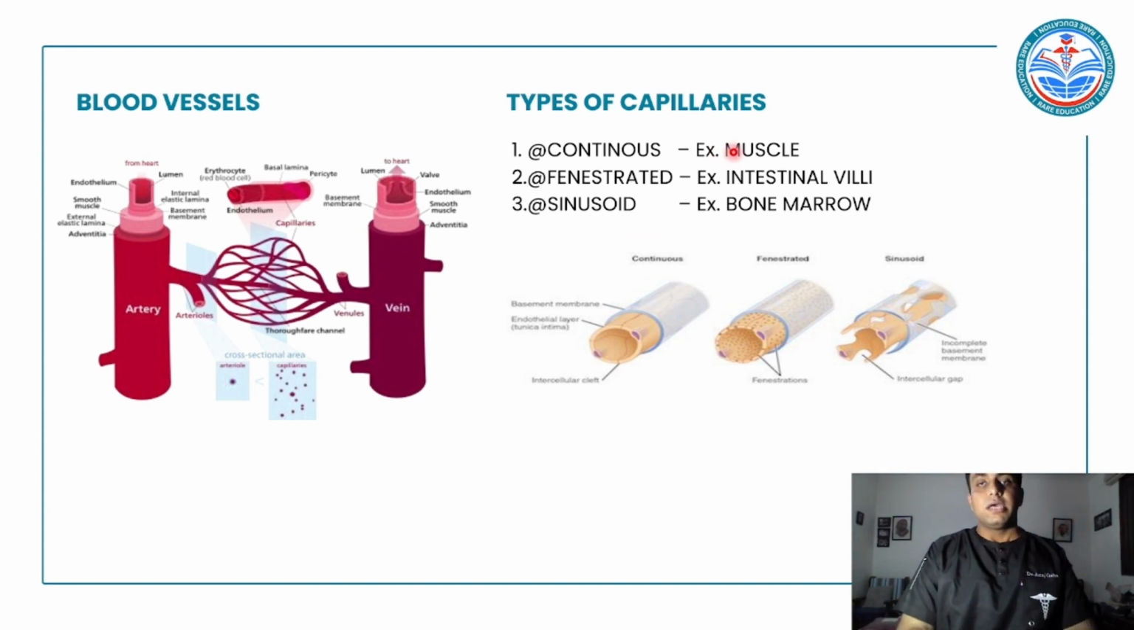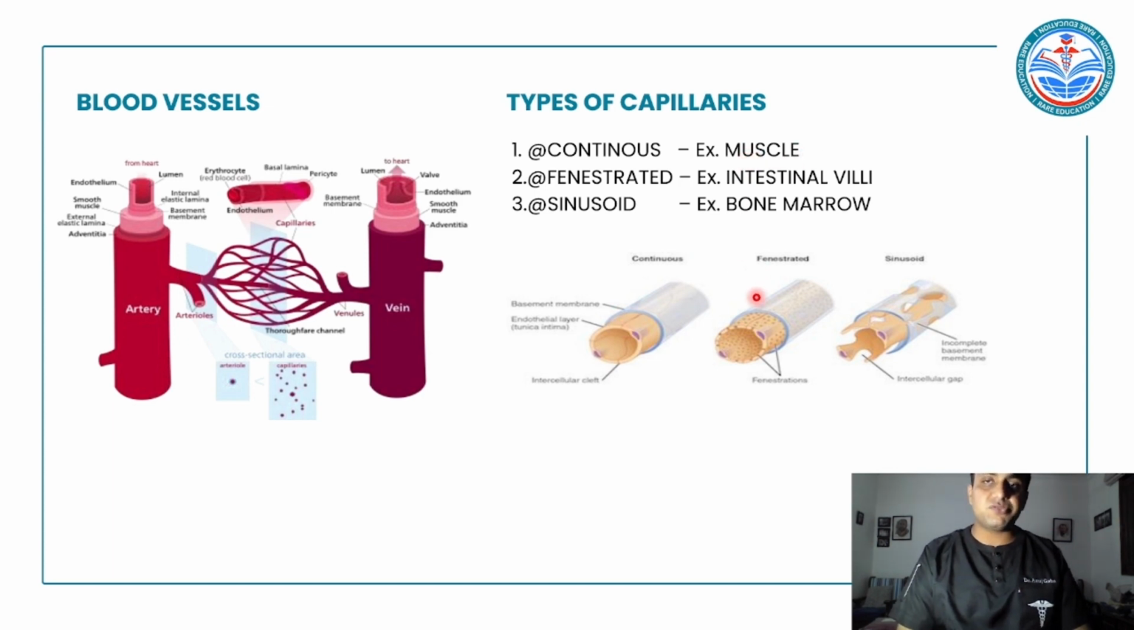Now, very interesting to remember that there are 3 types of capillaries. The first is continuous capillary, the second is called fenestrated, and the third is called sinusoidal. Look at this beautiful diagram. Continuous capillaries have a continuous basement membrane as well as a continuous endothelial layer. There are no gaps. There are minute gaps for the passing of fluid and nutrients, but there are no major gaps. It is called continuous and it is mostly found in the muscles.